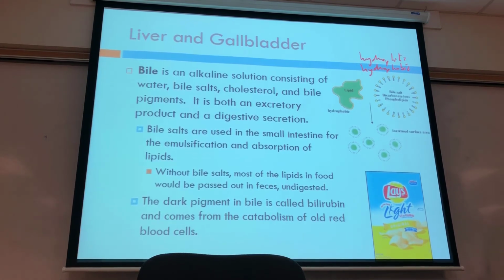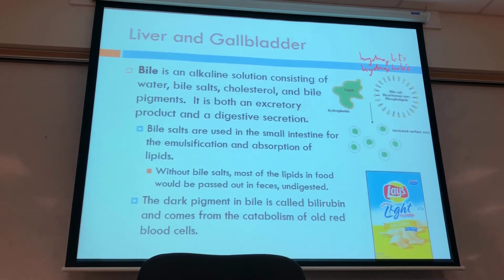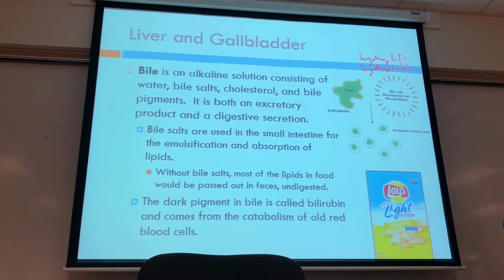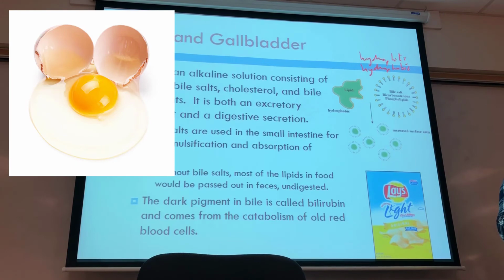So what exactly is the process of emulsification? Let me give you the example of an egg. If you crack open a raw egg, you'll see the egg white and you'll see the yolk.